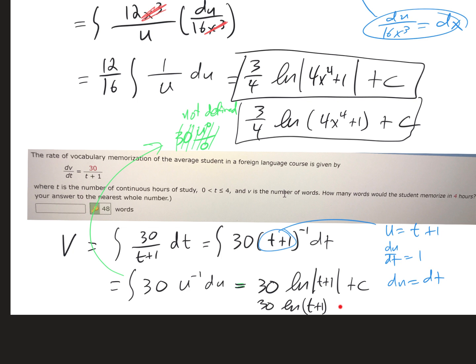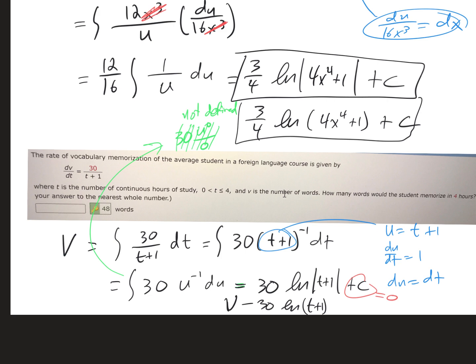So c is basically how many words will you learn for 0 effort. And it would make a lot of sense to realize in the context of this word problem, c would be equal to 0. Because if you put 0 hours of study in, and then all of that becomes 0, then you aren't going to learn any new words. So this is our function. We don't have a constant of integration. Let me actually write v is equal to this.